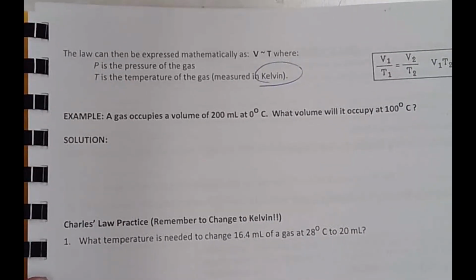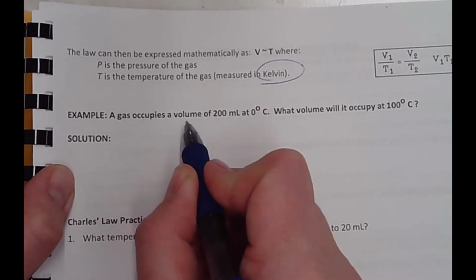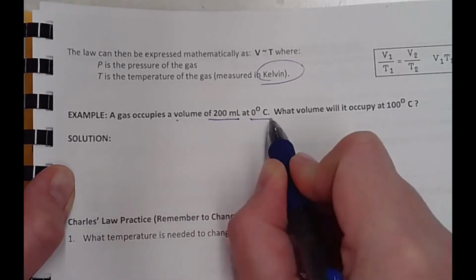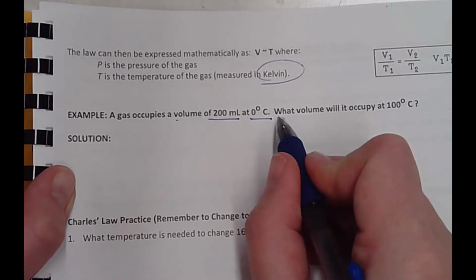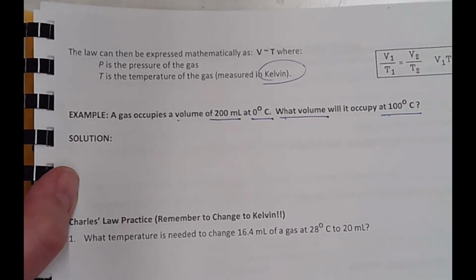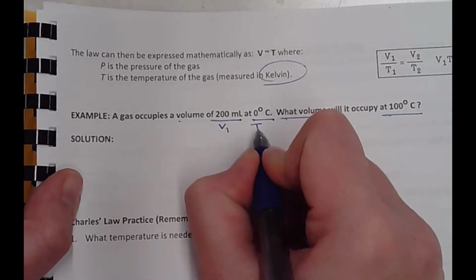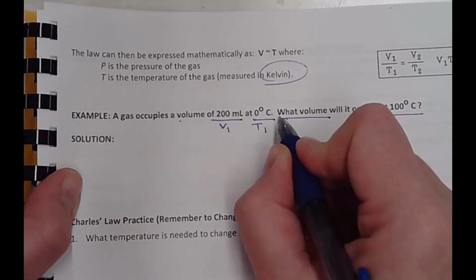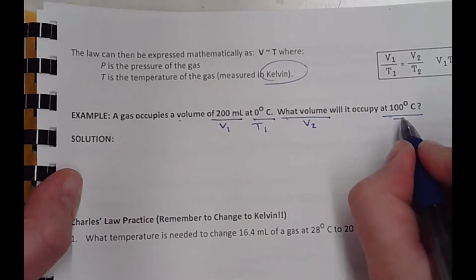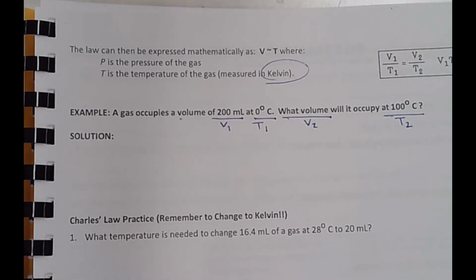So step one is to read the question. It says, a gas occupies a volume of 200 milliliters at 0 degrees Celsius. What volume will it occupy at 100 degrees Celsius? So I have these two variables, so that's my volume 1 and my temperature 1. I'm looking for, it says what volume, that's my new volume, if it goes from 0 up to 100 degrees Celsius. So I've identified my variables.